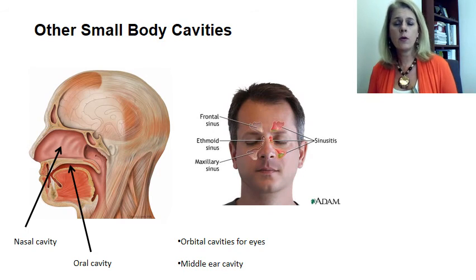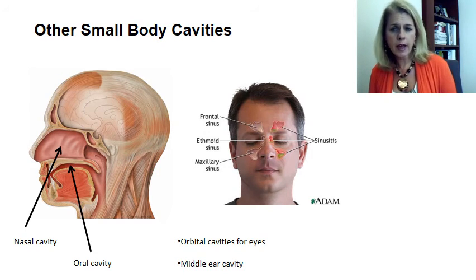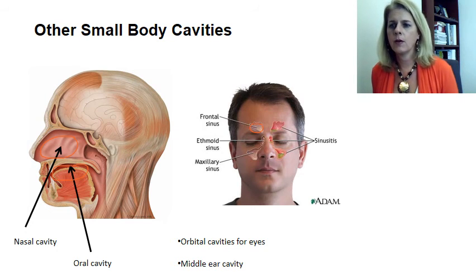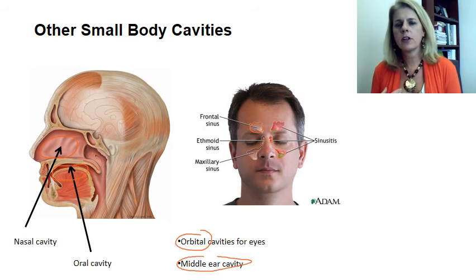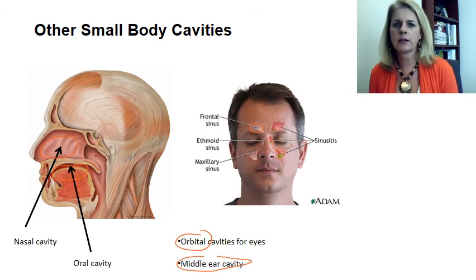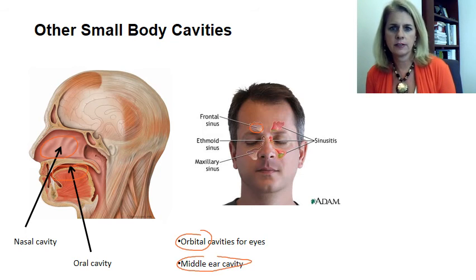All right, there are a few other, smaller cavities. You have nasal cavities, which are up inside your nose. You have your mouth, which is your oral cavity. You have sinuses, which are cavities inside your skull bones. You have cavities for your eyes, called your orbital cavities. There's a cavity inside your ear called the middle ear cavity, which is important for hearing. So there are lots of cavities. What you need to do is practice learning your cavity names and then knowing what you would expect to find in those cavities.